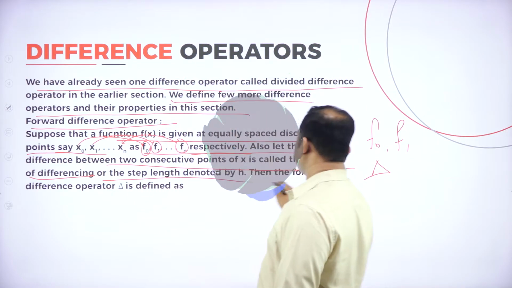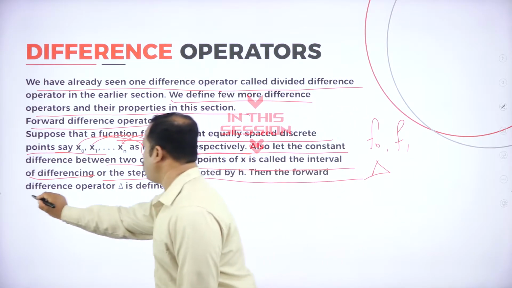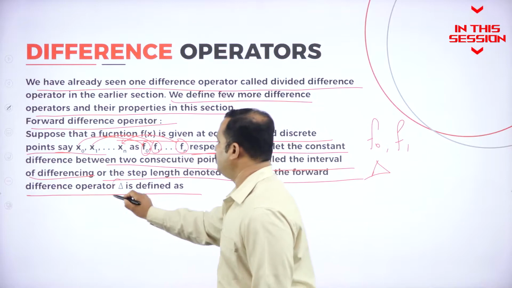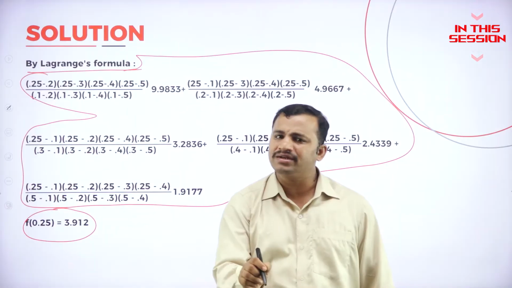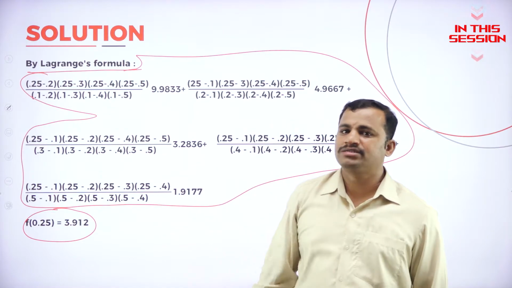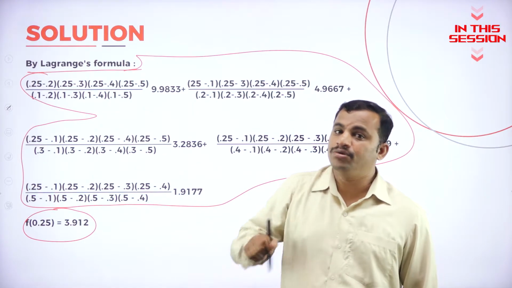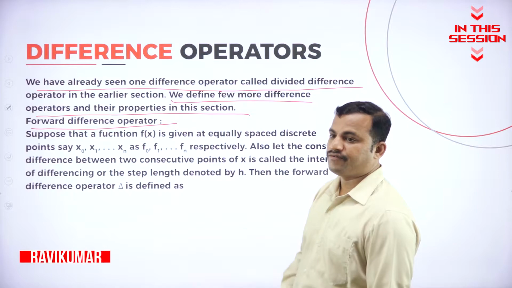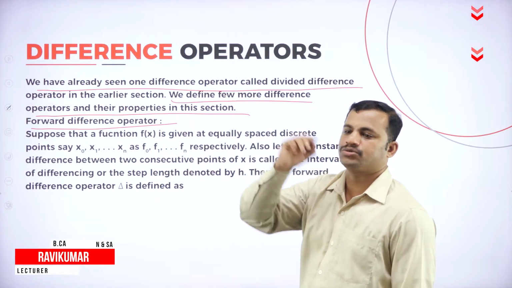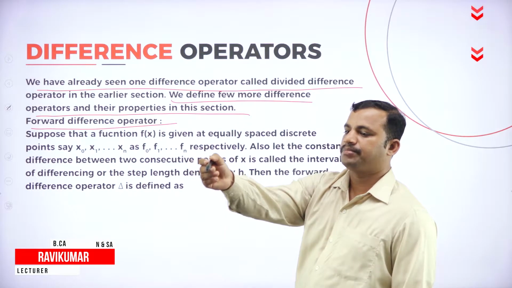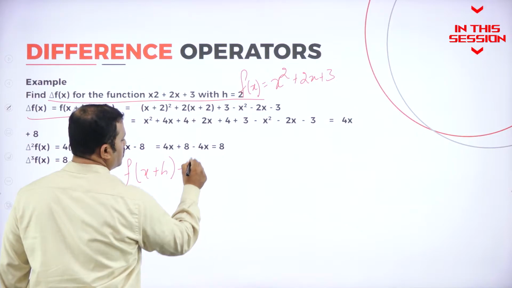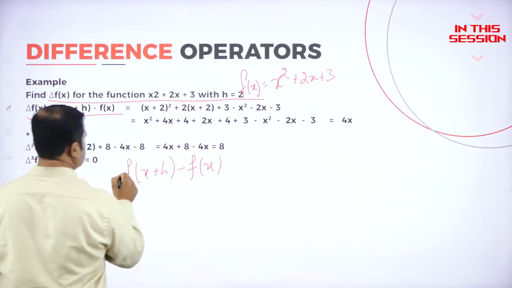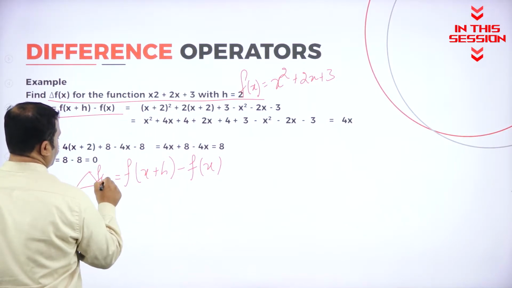The step length is denoted by h. Then the forward difference operator is given by delta, which is defined as follows. What is the difference between the Lagrange formula method and Newton's divided difference? The forward difference operator means x1, x2. What is the difference between the present and next operators? With this formula, f of x plus h minus f of x defines the value of delta f of x.